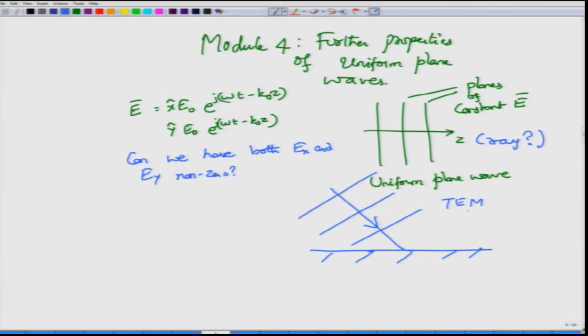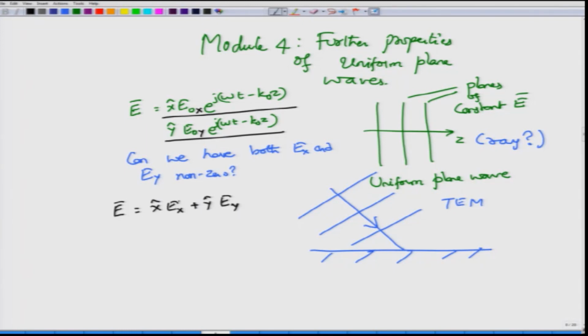In terms of equations, you have x hat E0, E0 being the constant along the x direction. Let me modify this and write it as E0x, and similarly E0y. So far I have said that you have an electric field component either along x or along y. Can we have both at the same time? Yes, it is possible to have both non-zero at the same time. When they are, the total electric field is simply the sum of the electric field along x and the electric field along y.